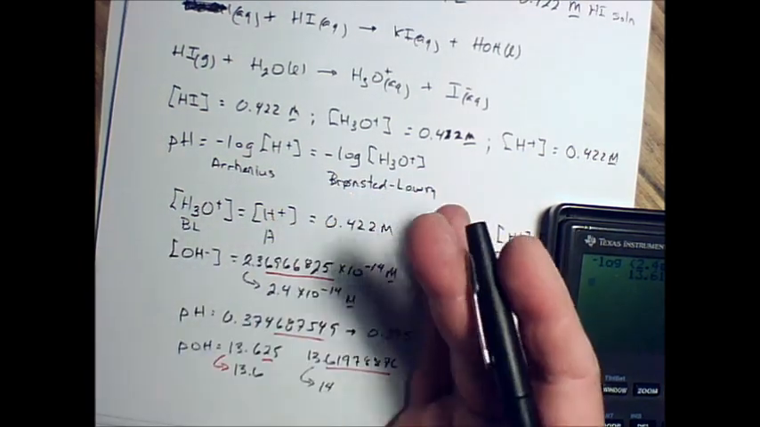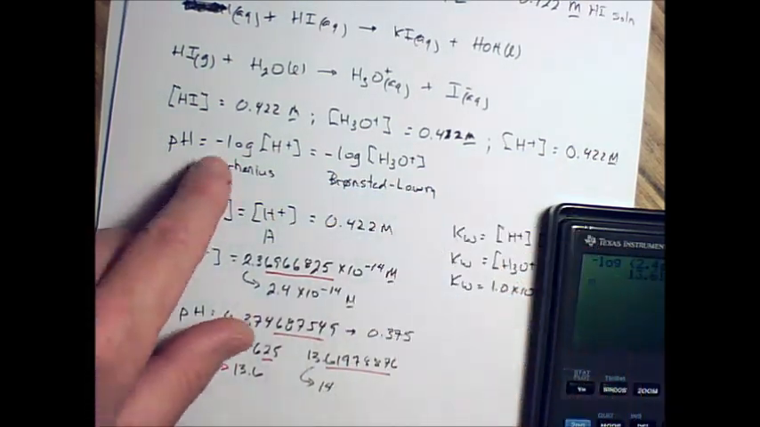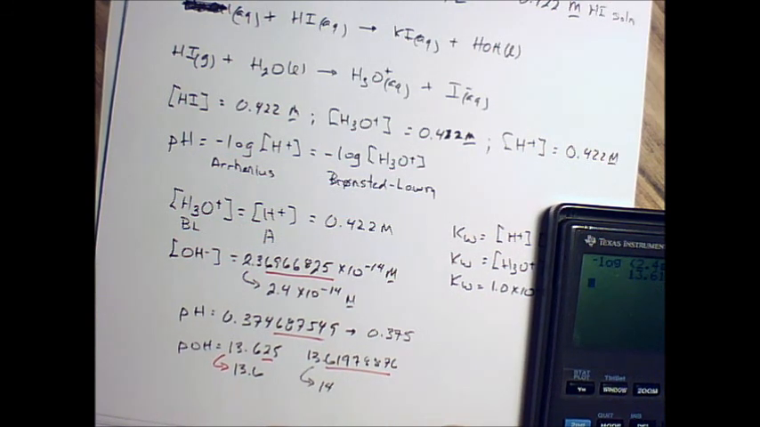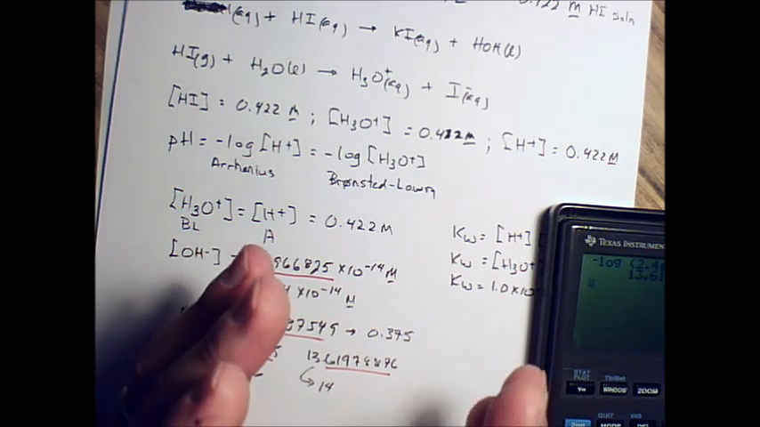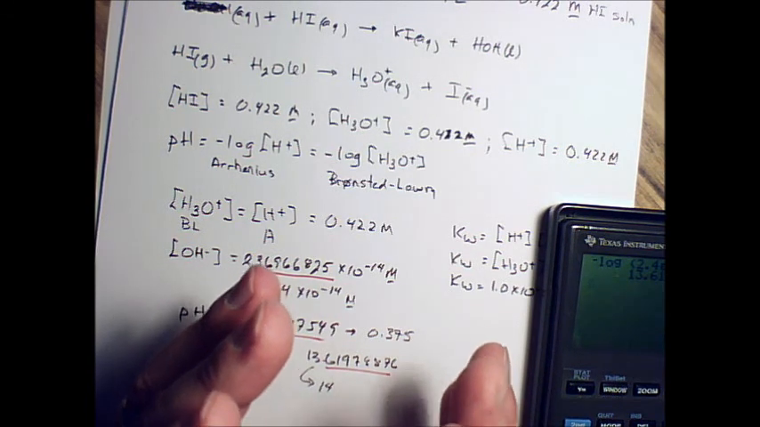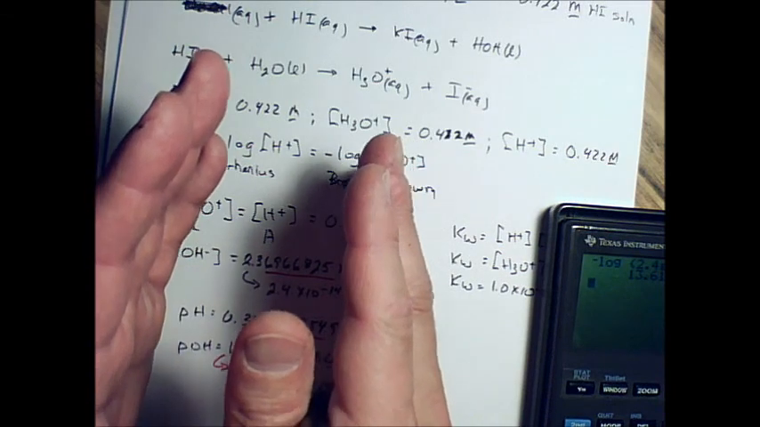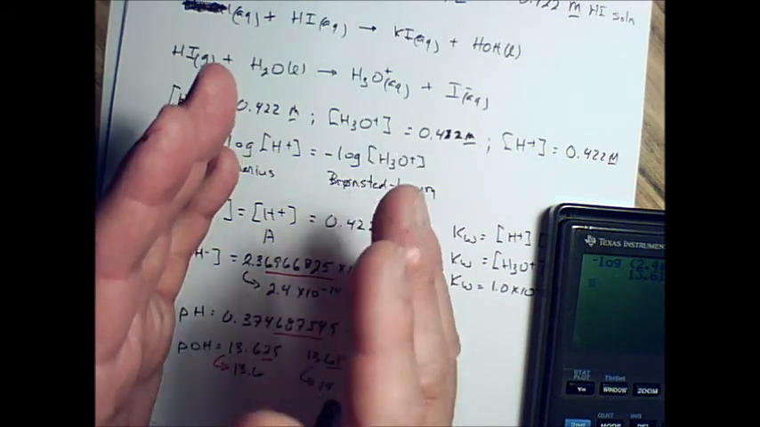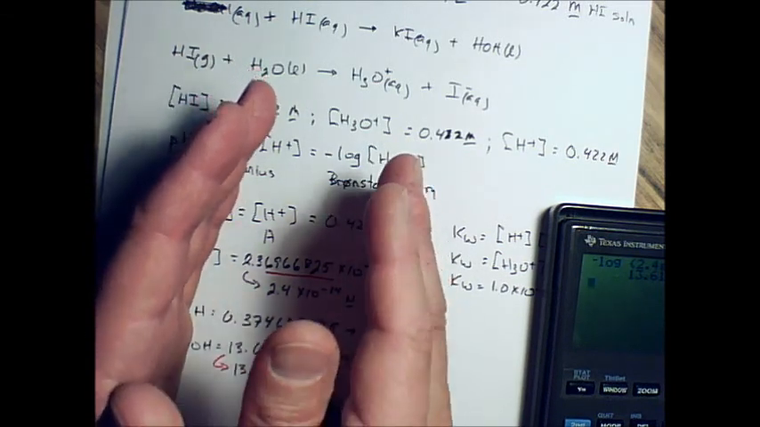So if I have a monoprotic weak acid, I could calculate the molarity directly. Let's say I have 0.1 molar acetic acid, which is weak. It's a monoprotic weak acid. That means that the molar concentration of the hydrogen ion.